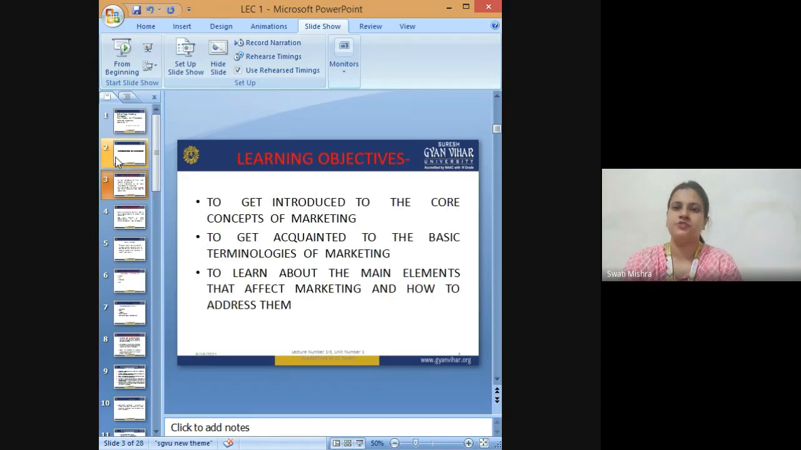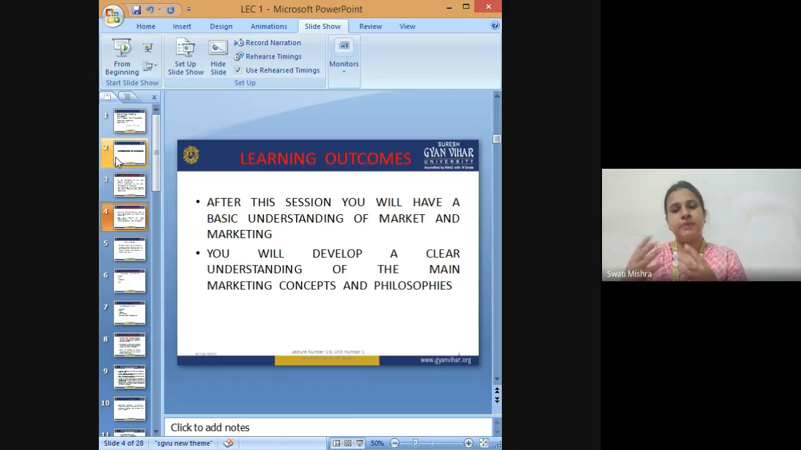The main learning objectives behind this session are to get introduced to the core concept of marketing, to get acquainted with the basic terminologies of marketing. Along with that, this session is also aimed at learning about the main elements that affect marketing, and of course how to address those main elements which affect marketing. After completion of this session, the learners will be able to have a basic understanding of the market as well as the marketing. You will develop a clear understanding of the main marketing concepts and philosophies.